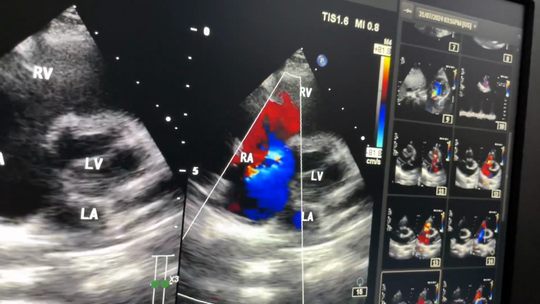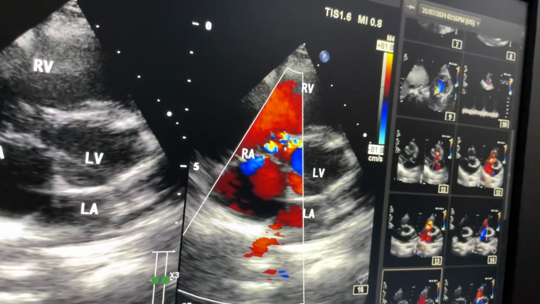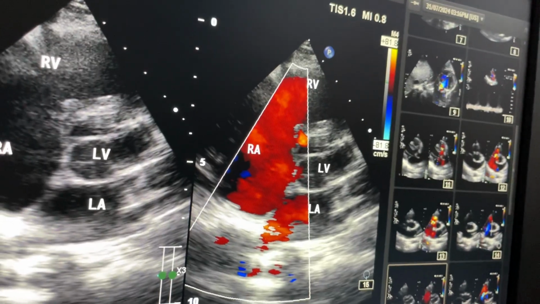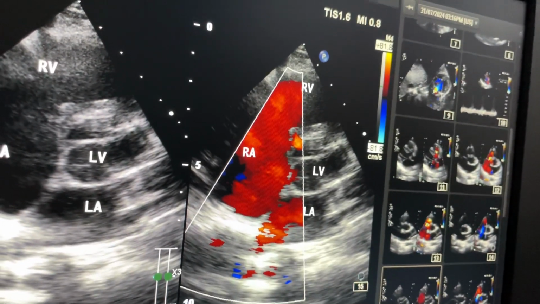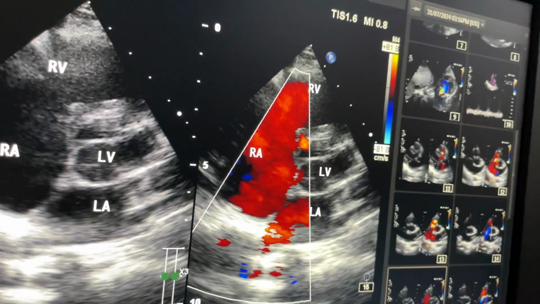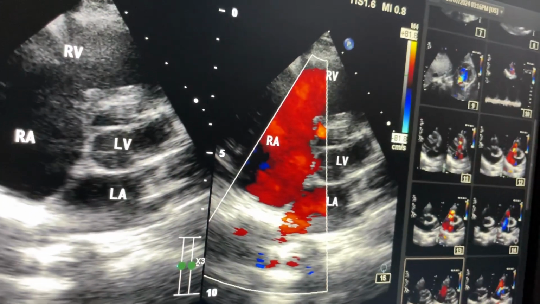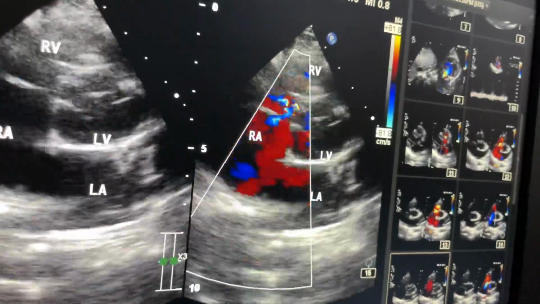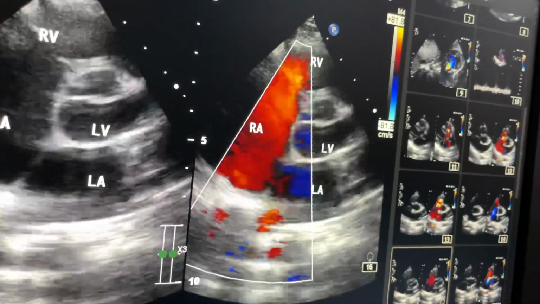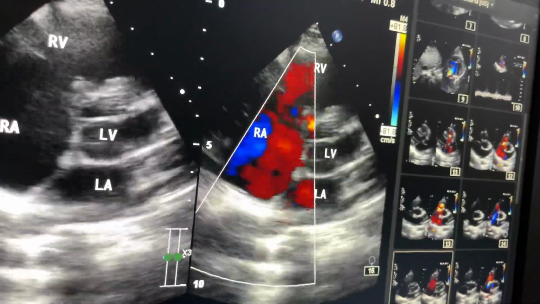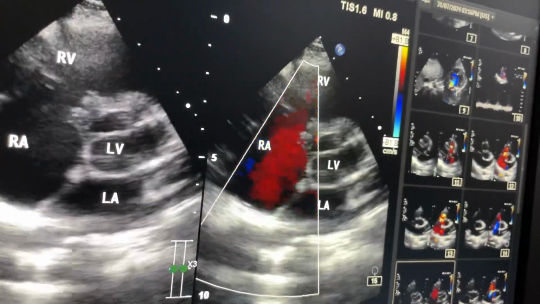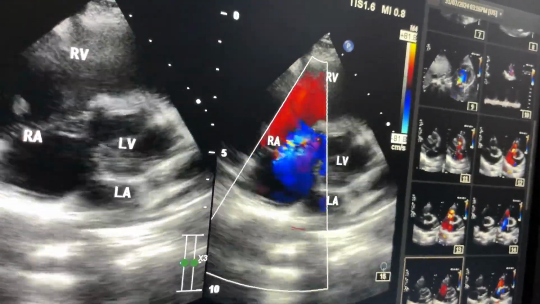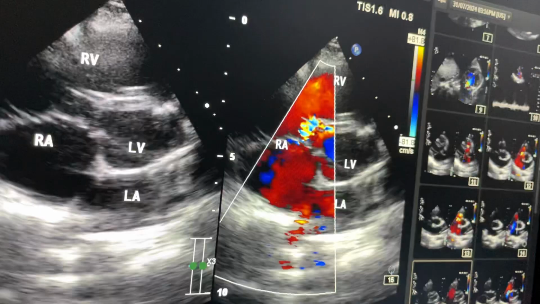But if it is from aorta to right atrium, in that case flow will be continuous, both through systole and diastole. That means throughout the cardiac cycle, that means continuous flow. So whenever you have confusion, if it is from aorta to right atrium, in that case flow will be continuous. If it is from left ventricle to right atrium, flow is only during systole, mainly during systole. That is the difference you can make easily.